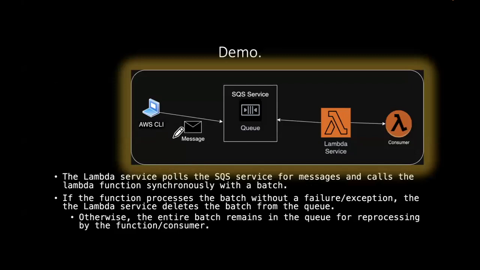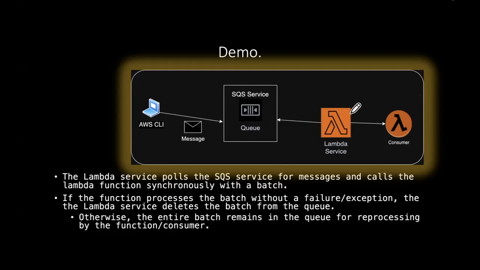Okay, simple demo. The demo is comprised of an SQS queue, a Lambda, which is reading messages from the queue, and our publisher is just going to be the AWS CLI, which we'll use to write messages to the queue. So that's technically the publisher.